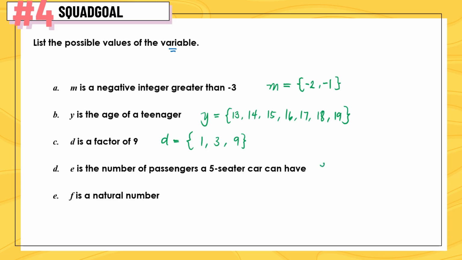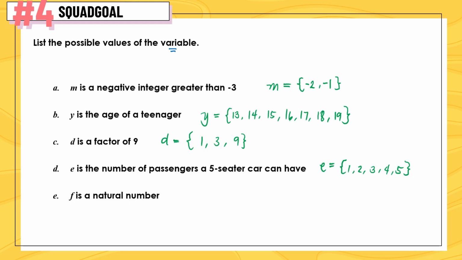Let's have letter E. Again, please check your answer if this is correct. E is the number of passengers that a 5-seater car can have. Of course, ilan ba yung mga pwedeng umupo sa 5-seater car? Of course, you could have 1, 2, 3, 4, and 5, the maximum. And there you have it. This is the possible value for this variable.